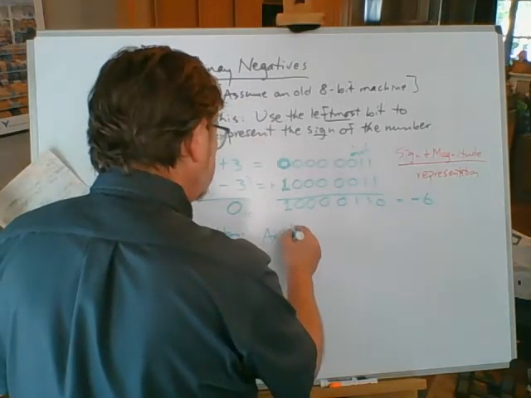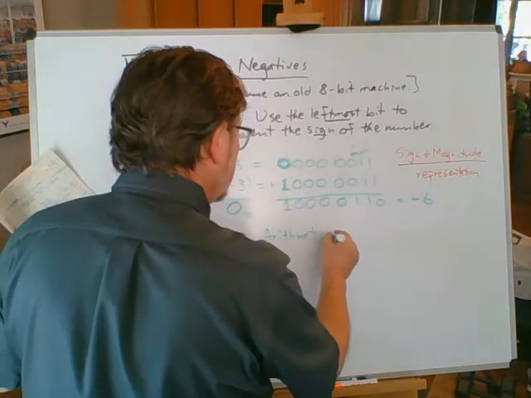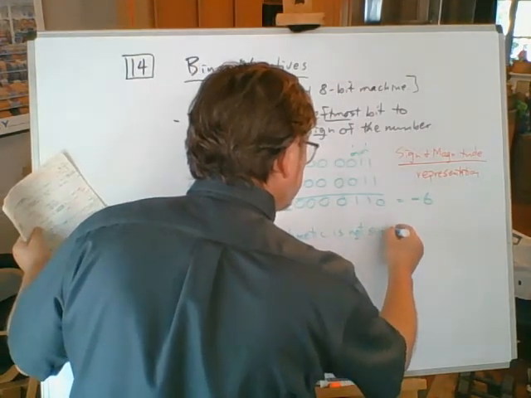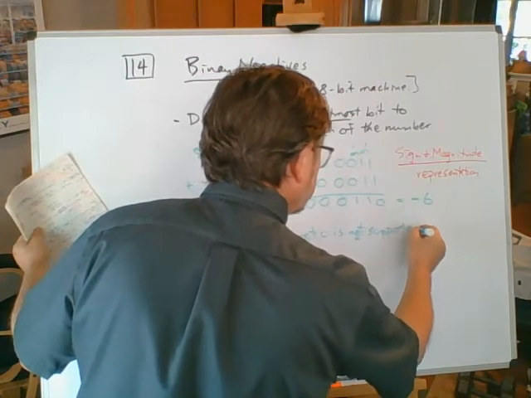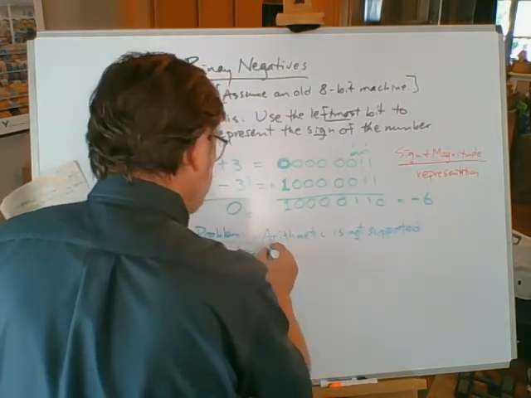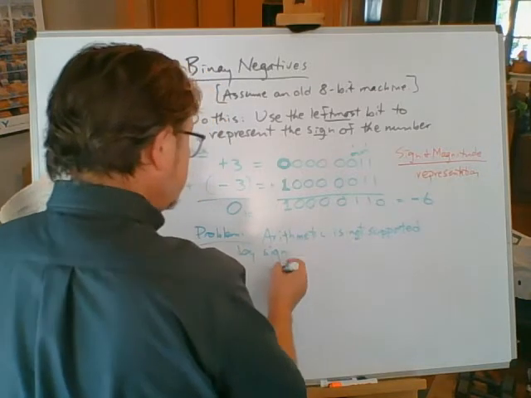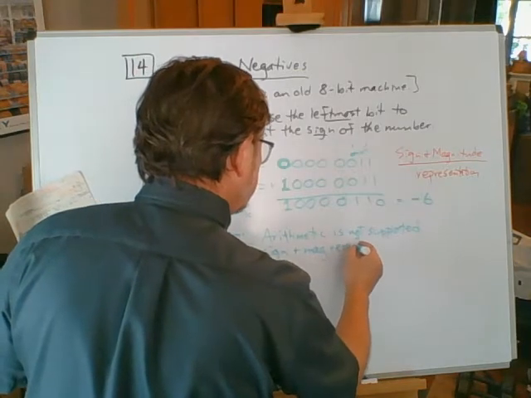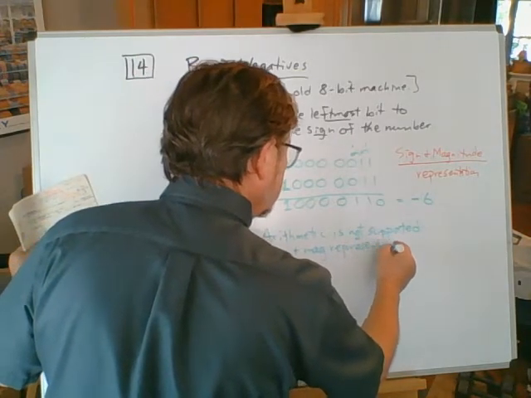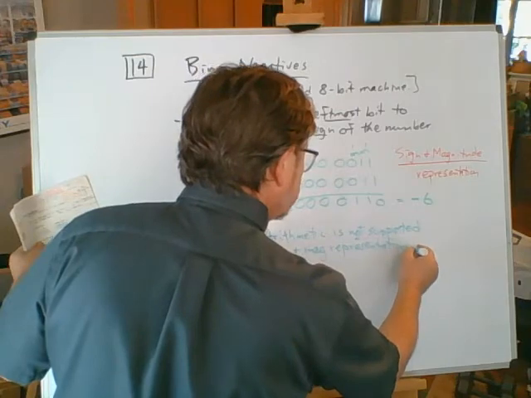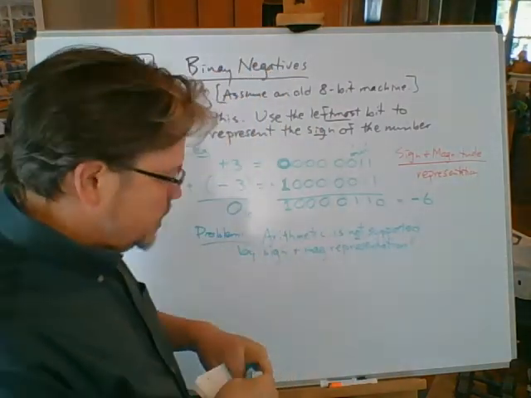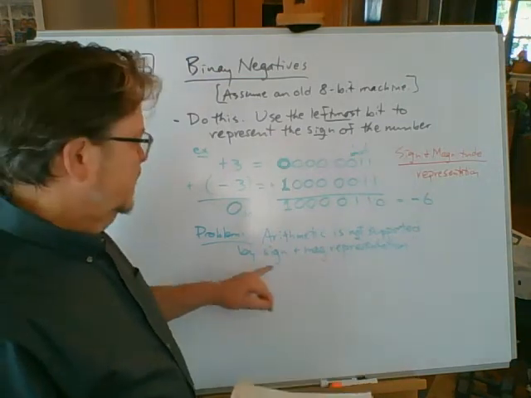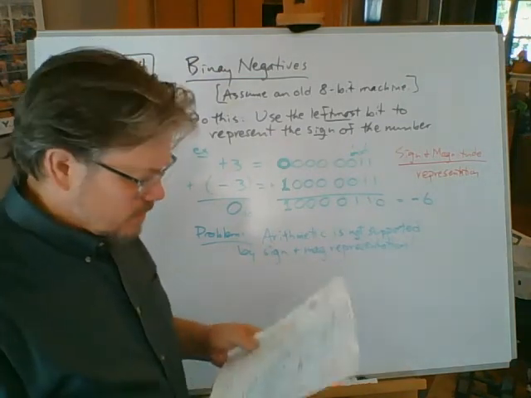Arithmetic, A-R-I-T-H-M-E-T-I-C. Arithmetic is not, double underline, supported by, and I'll abbreviate, we're on a first name basis, I'll call it sign and mag representation. And that's such a big deal, I'm going to put an exclamation point. For a number system that wants to be your number system on your computer, pick me, pick me. That's a big deal. You don't want a number system that doesn't support arithmetic.